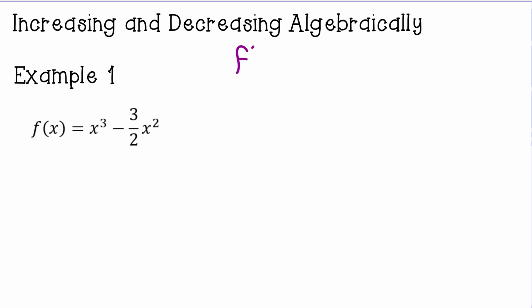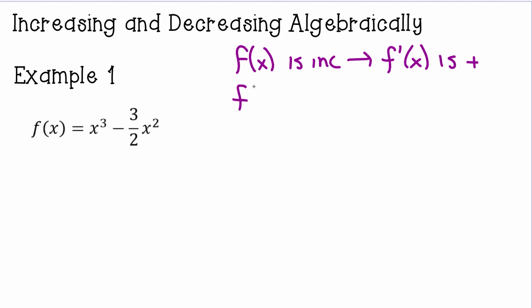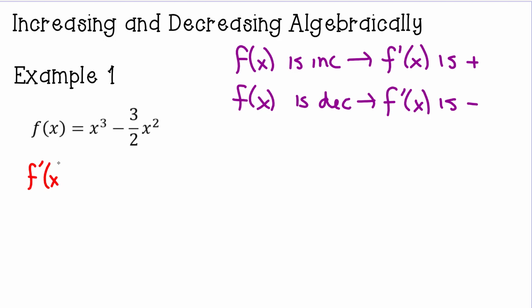So if f of x is increasing, then f prime of x is positive. The slope is positive. When f of x is decreasing, we know that f prime of x is negative. So if I want you to determine algebraically the intervals where f of x is increasing or decreasing, the first thing you're going to do is determine what f prime of x is. In this scenario, f prime of x is 3x squared minus 3x.